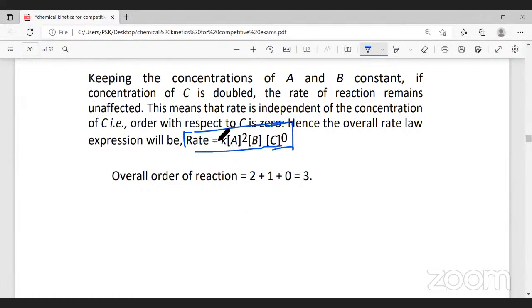Now, there are three reactants, A, B, and C. What is the order with respect to A? It's 2, sir. A is 2. Yes. The order with respect to B is what? 1, sir. And the order with respect to C is 0.